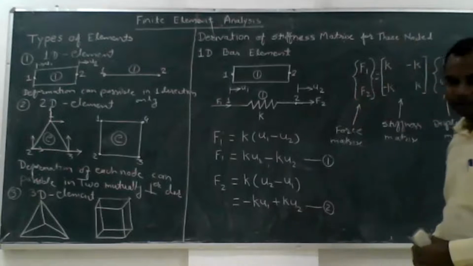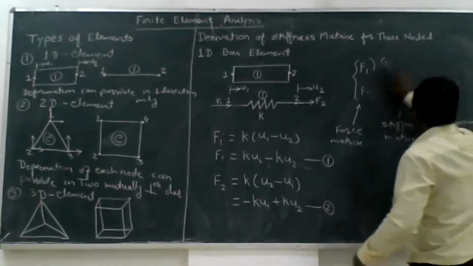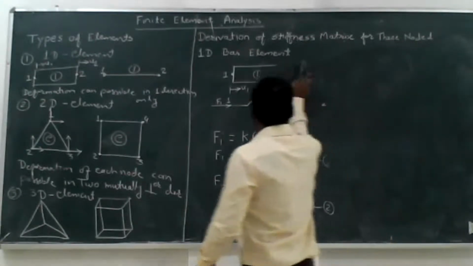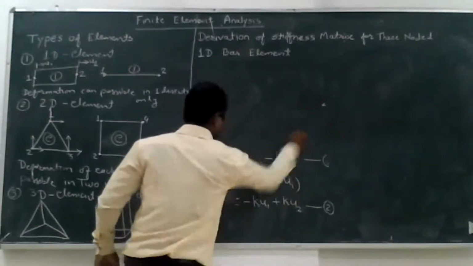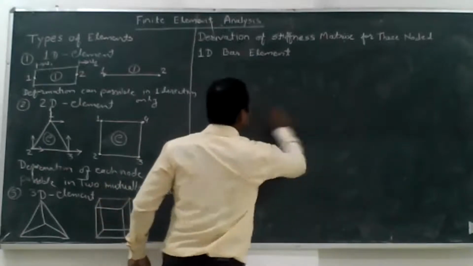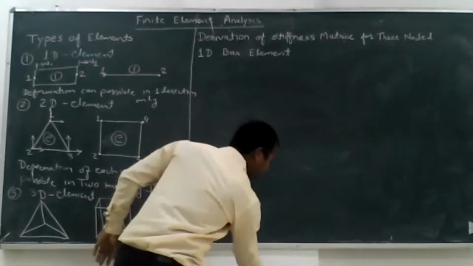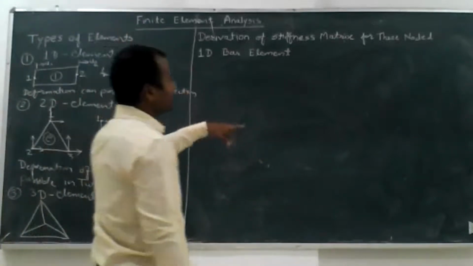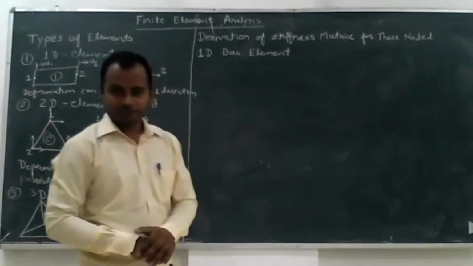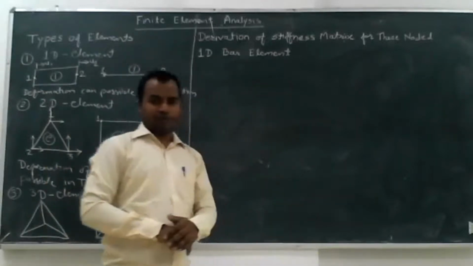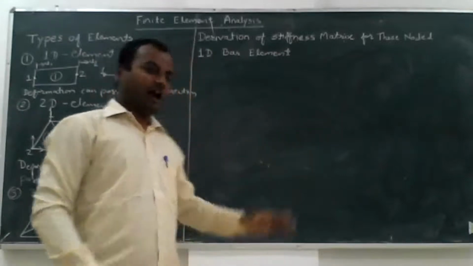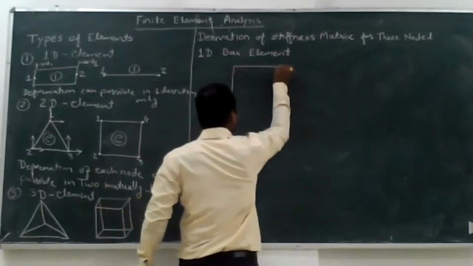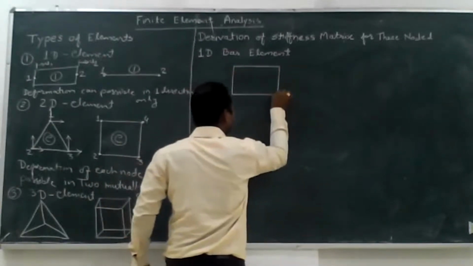the three-noded 1D bar element. Okay, so we can find the equation for the 3-noded element in 2 ways: by the use of the FEM stiffness matrix equation, and by using the spring structure. So first of all, we will find it using the spring structure.